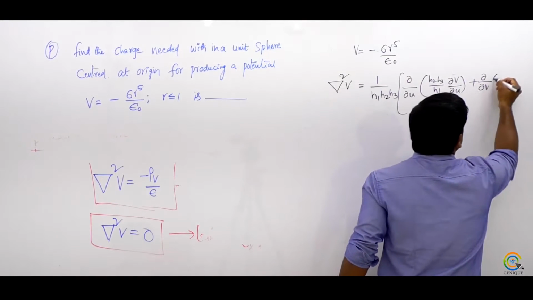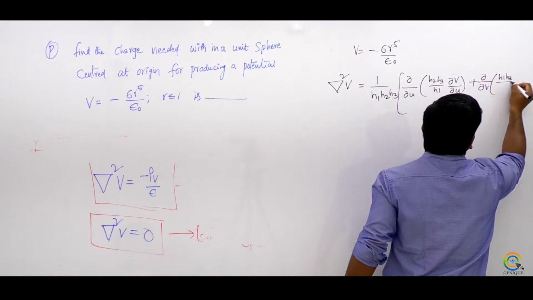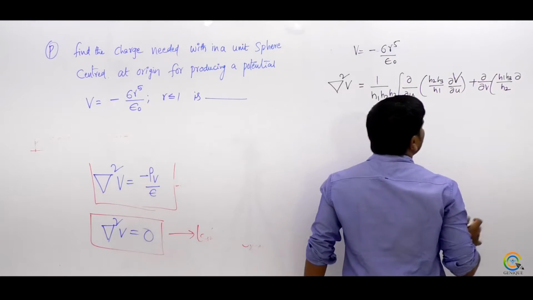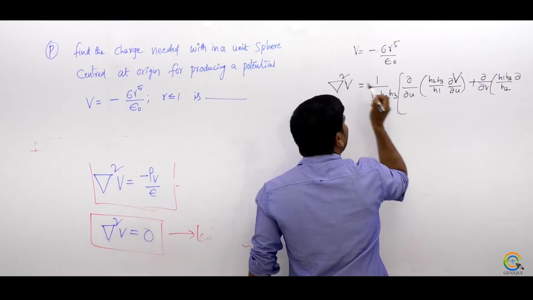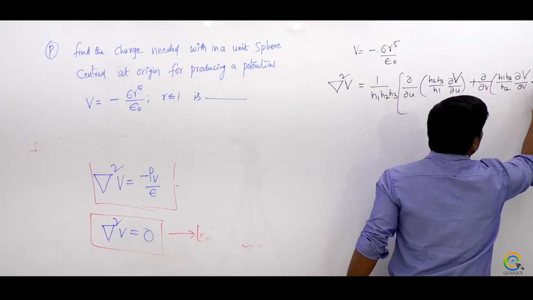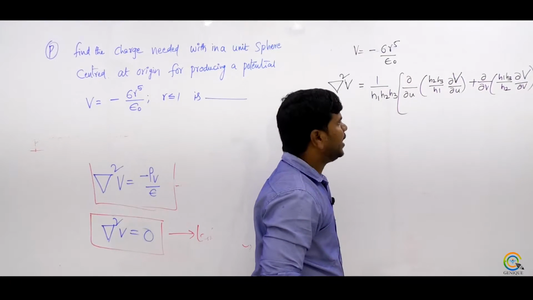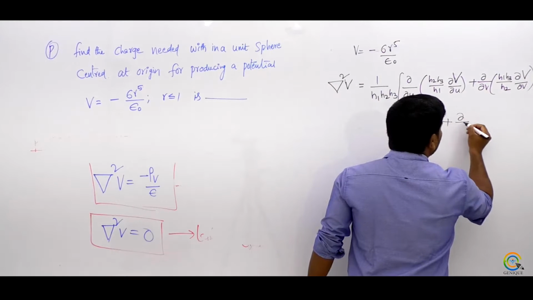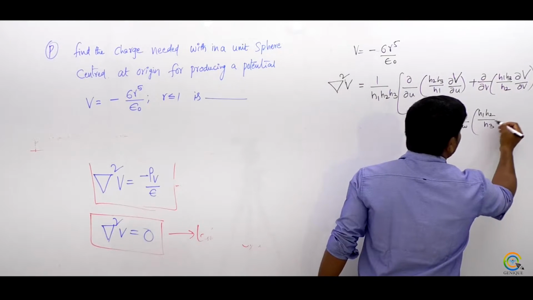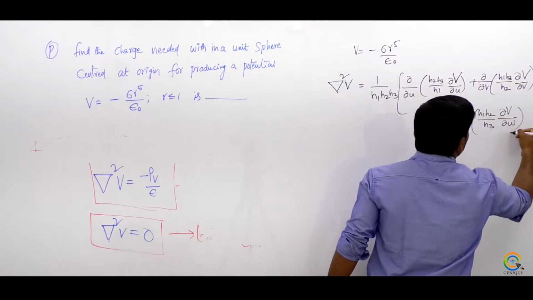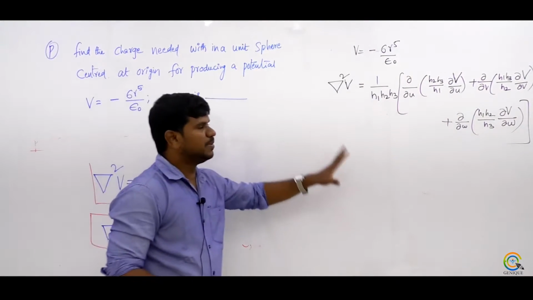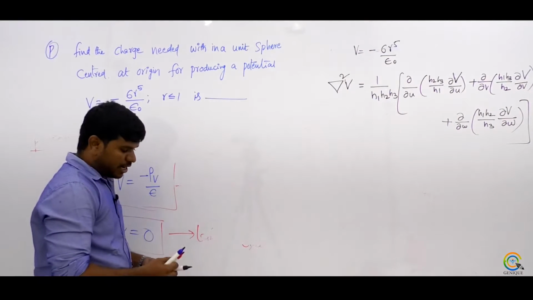So dou v by dou v of h1 h3 divided by h2, dou v divided by dou v. I am writing small and big v, this is the scalar. Plus dou by dou w of h1 h2 divided by h3, dou v divided by dou w. They are very helpful everywhere, so that's why I am specifically stressing on these kinds of problems.